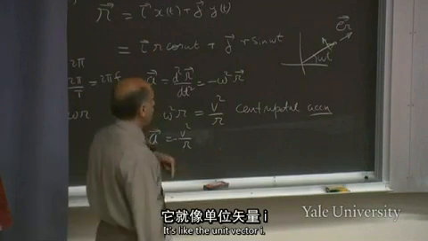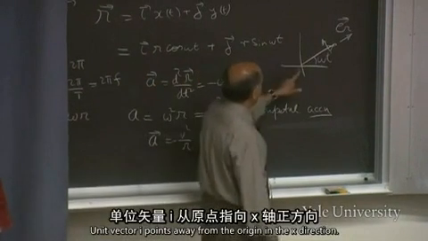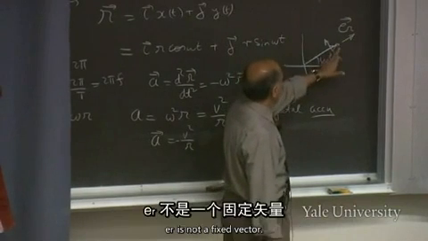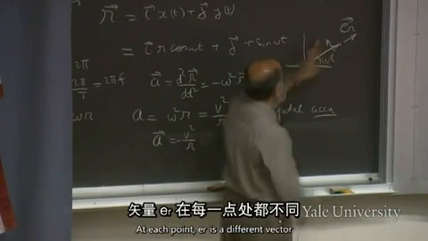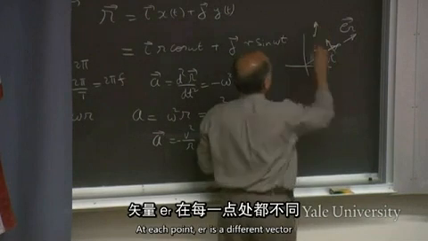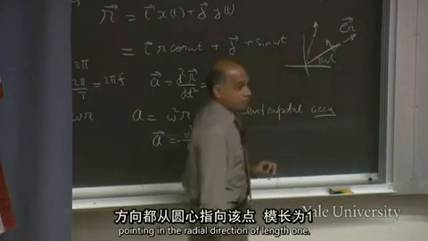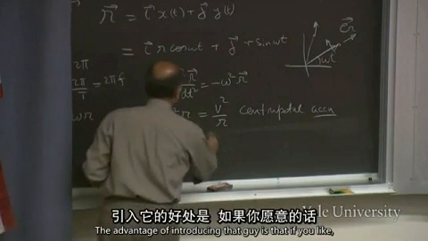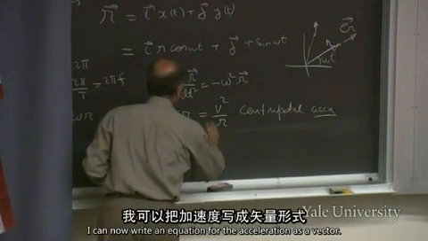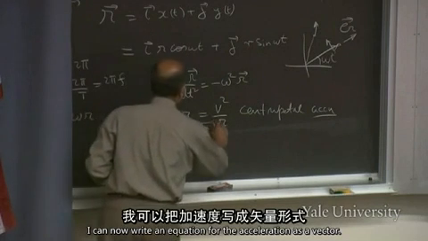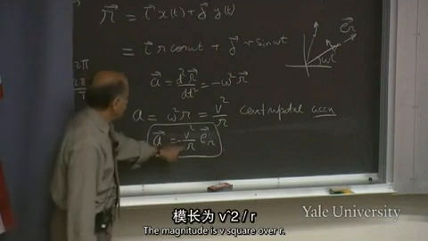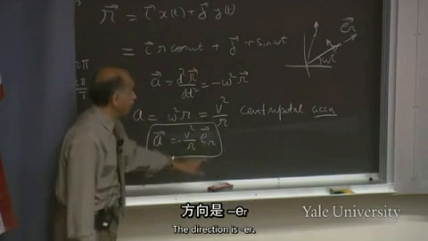It's like the unit vector i. Unit vector i points away from the origin in the x direction. j points away from the origin in the y direction. e r is not a fixed vector. At each point, e r is a different vector pointing in the radial direction of length 1. The advantage of introducing that guy is that if you like, I can now write an equation for the acceleration as a vector. The magnitude is v squared over r. The direction is negative e r.